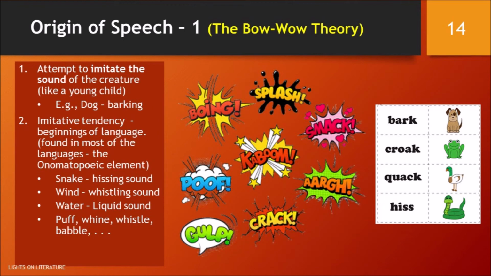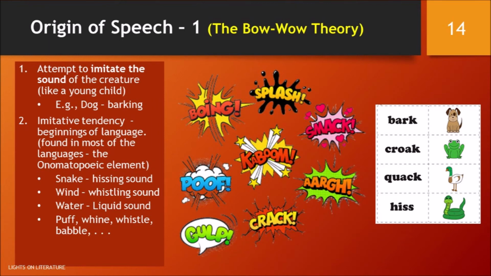For example, the thing that distinguishes a dog from any other animals is its barking. It is the animal that says bow wow, and so he starts calling it a bow wow. This is imitative tendency. Many words have their roots that seem to go back to very ancient times.